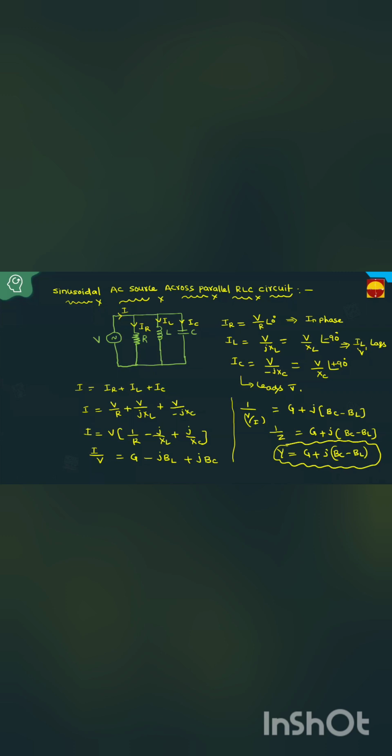Any doubt? That is V by R plus V by jXL plus V by minus jXC. That is 1 by R. You bring that j into the numerator, this becomes minus j. Minus j you bring into the numerator, it becomes plus j. But here I have to discuss different cases.